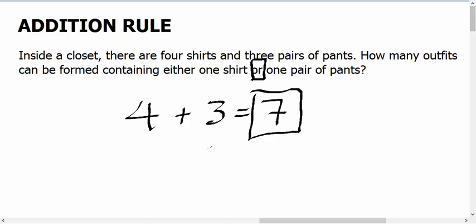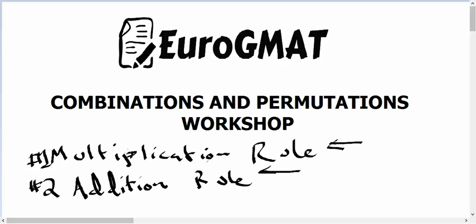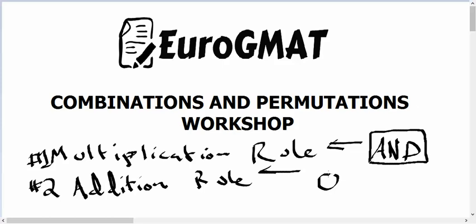I'm doing one thing or another thing. When I'm dealing with the multiplication rule, I'm dealing with the word and, right? Doing one thing and another thing. Let's go back to the very first slide here. So the multiplication rule, simply put, says that if I'm doing one thing and another thing, that means that I multiply the two things together. The addition rule, if I'm doing one thing or another thing, well, that means that I add them together.